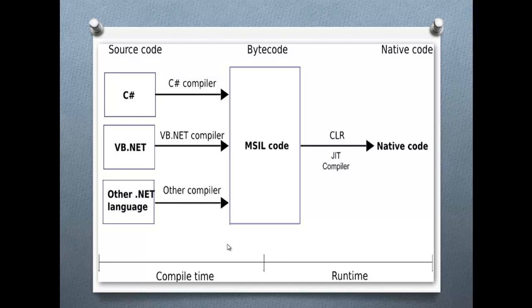And what does it mean, compile time and runtime process? Compile time process is nothing but converting source code to MSIL code, and converting your MSIL code to native code is called the runtime process.